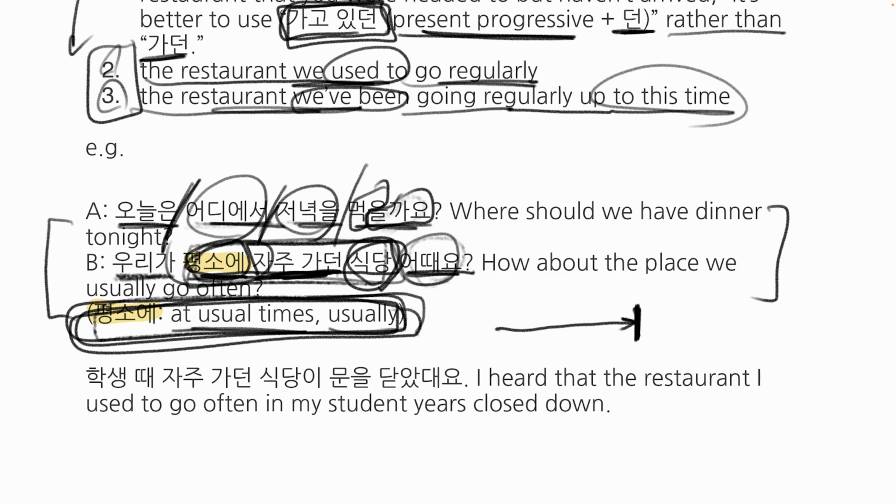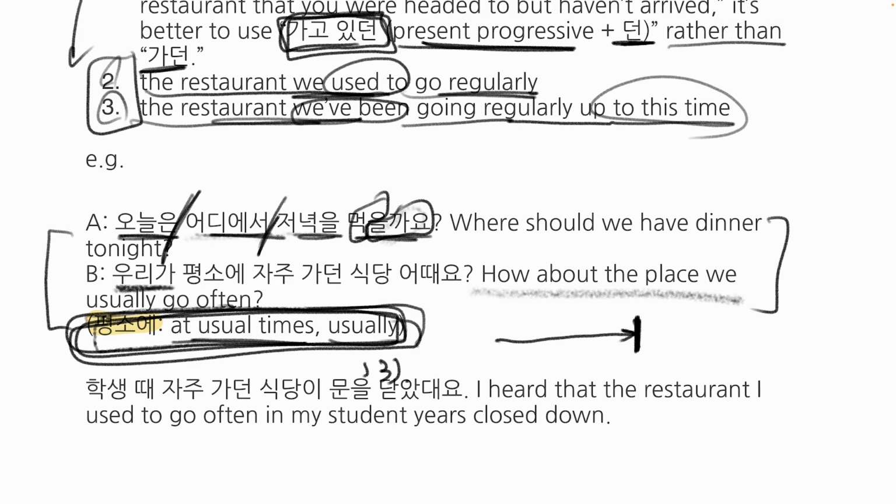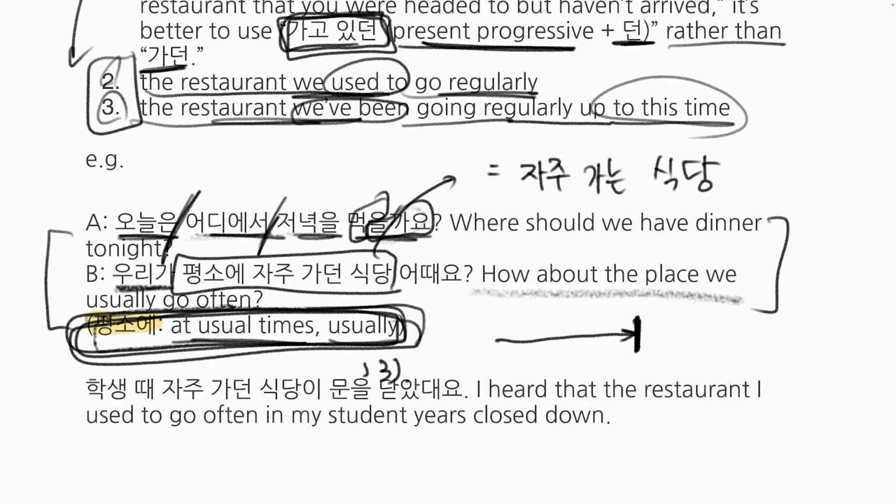So this 던 would mean the third meaning, the 식당 that we have been going often, that we have been visiting often. So how about the place that we usually go often? And this can also be interchangeably used with 평소에 자주 가는 식당. 자주 가는 식당, the present tense modifier, if, like I explained, it's the restaurant that you are certain that you will continue to visit frequently moving forward.